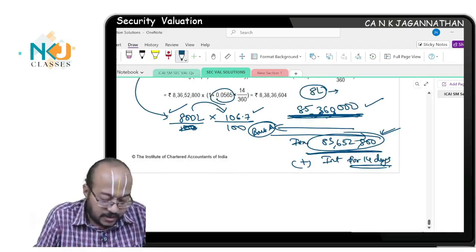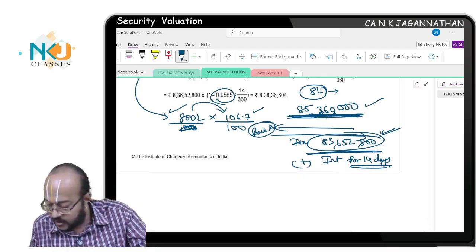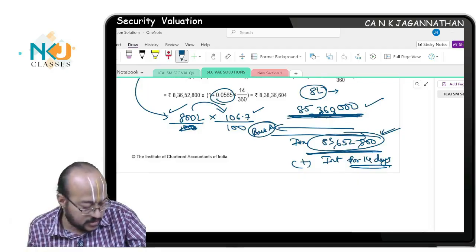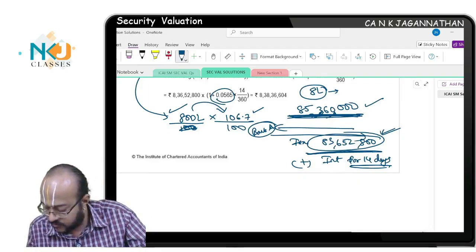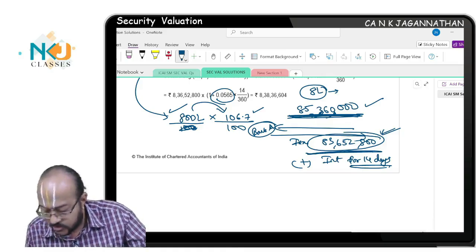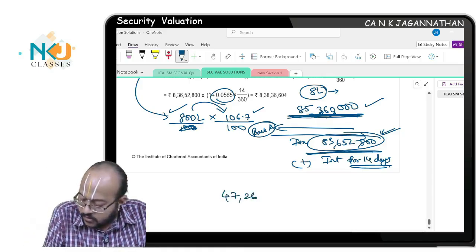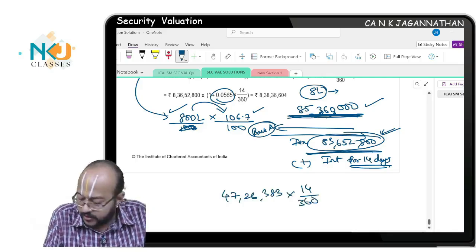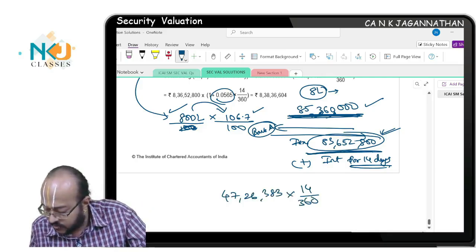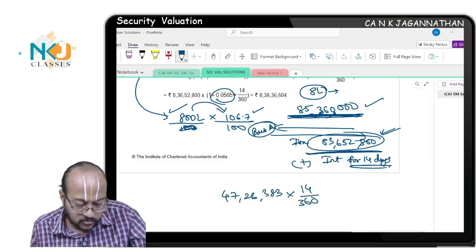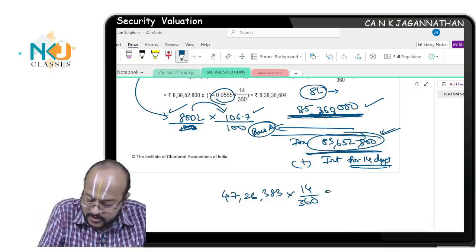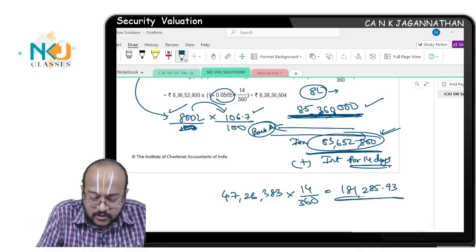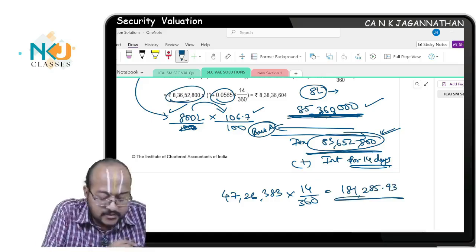So what do you do? 836.52800 into the interest rate of 5.65% gives 47,26,383. This is the annual interest. Make it 14 days, assuming 365 days, so into 14 divided by 365. The amount comes to 1,81,285. Are you all getting the same answer? 1,81,285.93, with some rounding off. This you add to the existing 836.52.